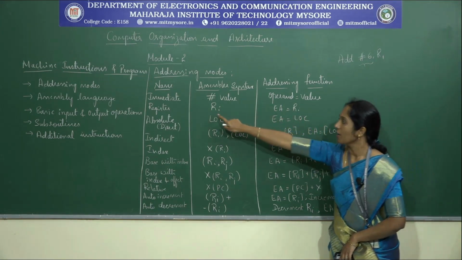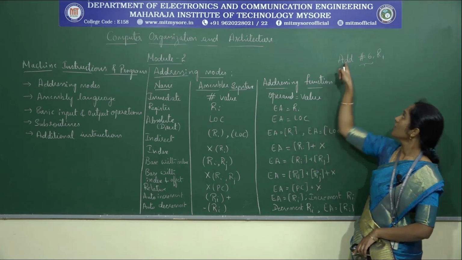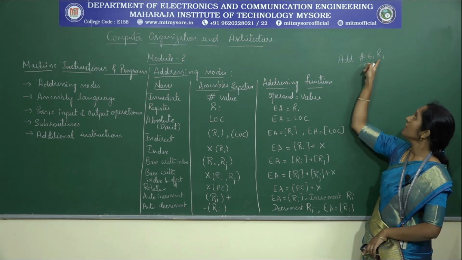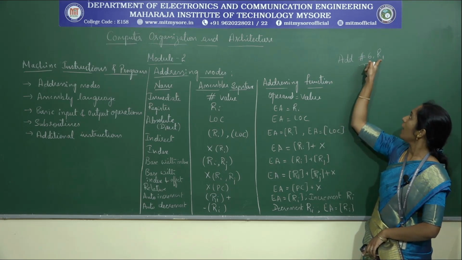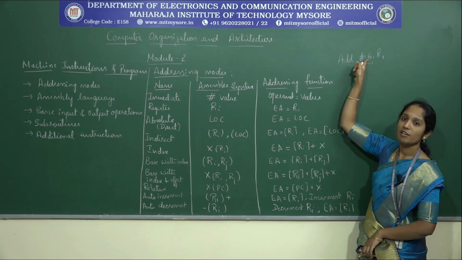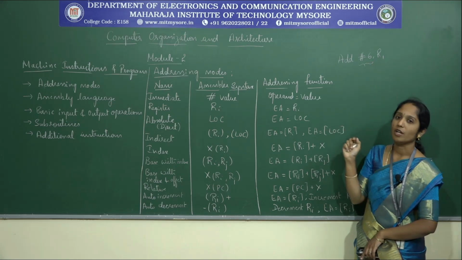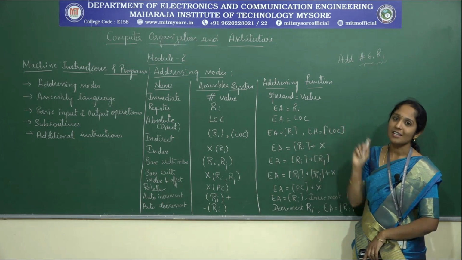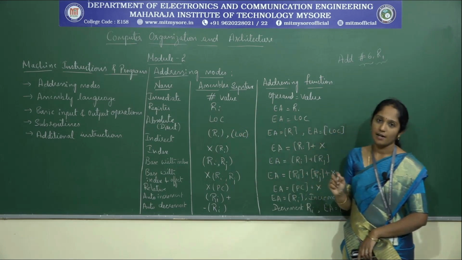If you are using the registers which are present in the processor in the instruction, you can see here I have written add #6, R1. In this we have some value in R1. So the value of R1 and the immediate value 6 will be added and the result is updated in R1. So we are using R1 as the register which contains one of the operands. Therefore that is nothing but the register addressing mode.